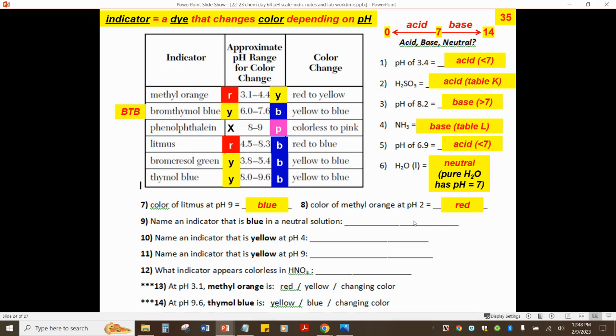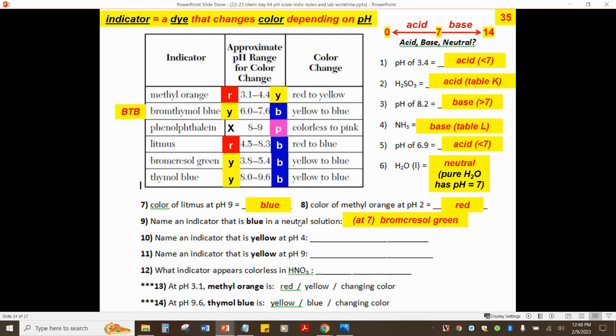Name an indicator that is blue in a neutral solution. Blue in a neutral solution. Neutral on the pH scale is 7.0. So what's an indicator that will turn blue at 7.0? Some of these might have two possible answers. I think the answer is bromcresol green. Bromcresol green, the number 7 fits above 5.4. That's the only indicator that will turn blue at a pH above 7.